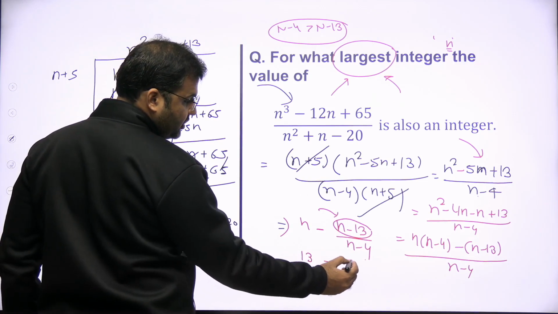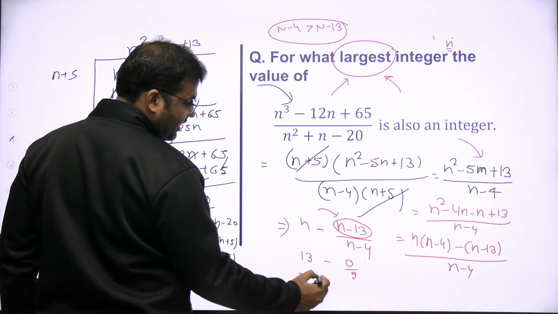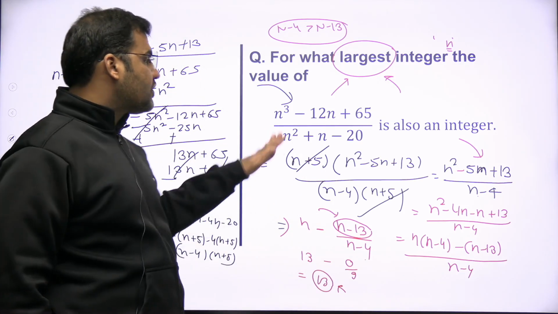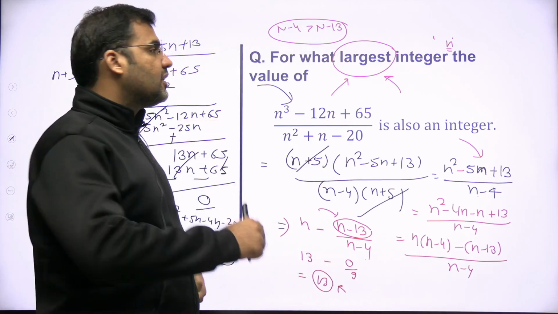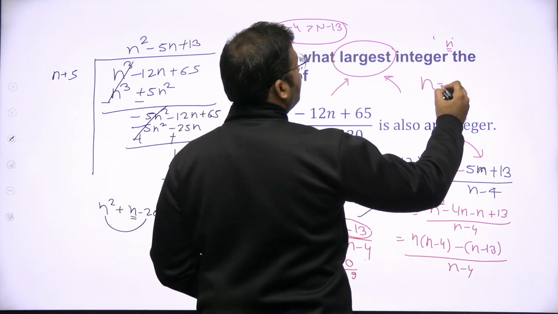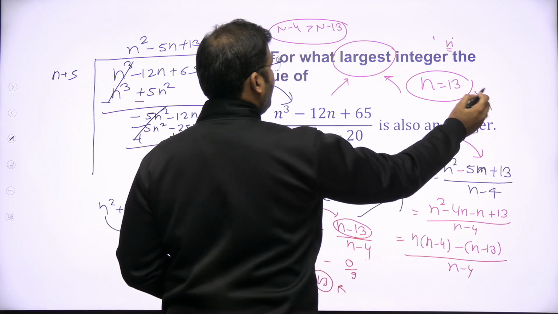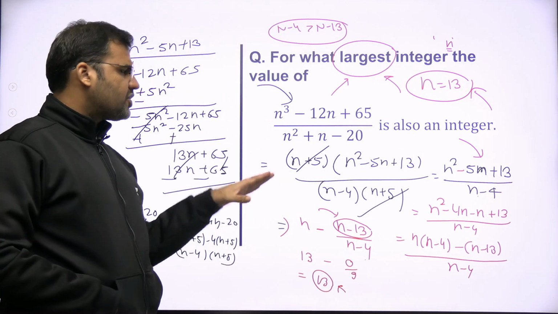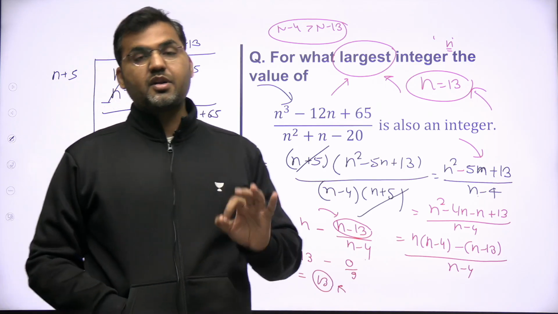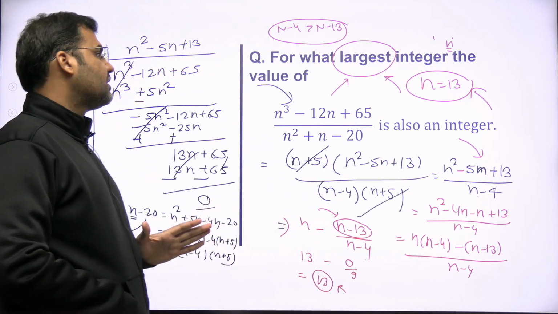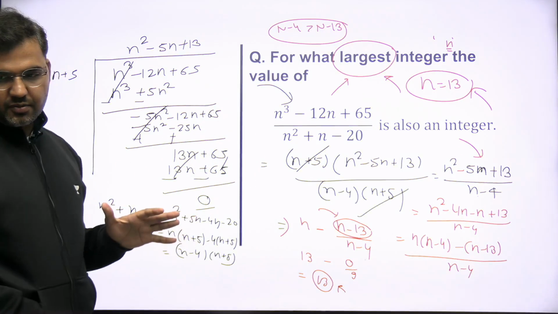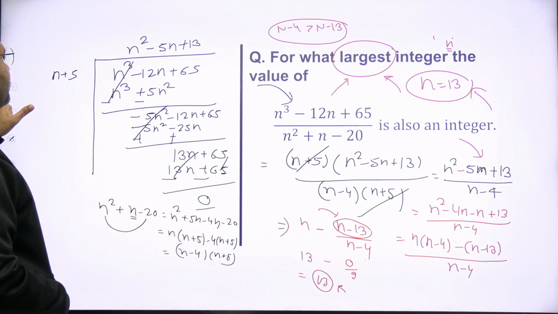Now put 13 and you get 0 upon 9. Finally, the largest value of this expression will become 13, and the largest value of n for which this is also an integer will be 13. Hence the answer to the question is 13, guys. I hope you were able to learn multiple concepts through this one single question. This is a lovely, amazing question. Everybody must practice questions like this before the CAT exam, because in a single question you get many concepts, right?